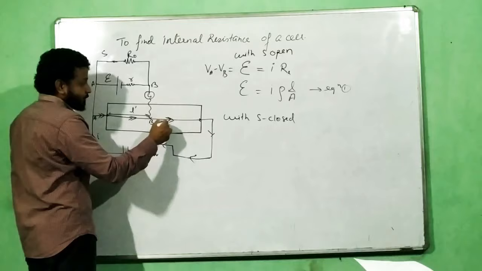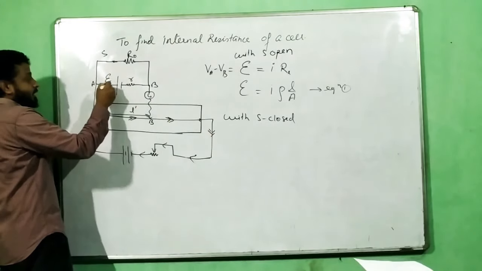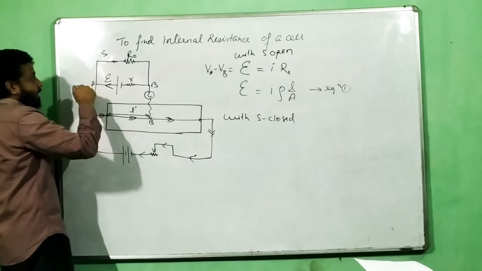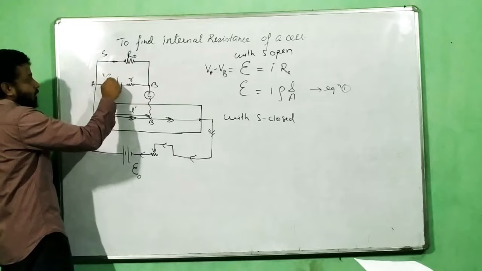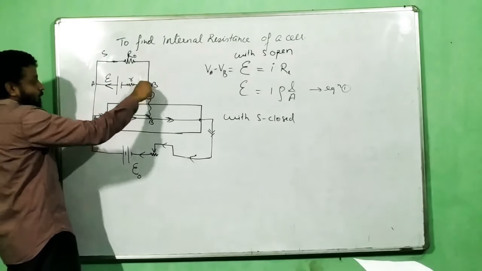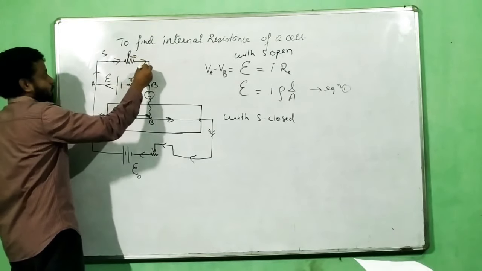So what was flowing earlier will continue to flow, but at the balanced condition now, this EMF will also create some current. If I consider this is the primary source EMF, this is the EMF whose internal resistance I want to find. So in the balanced condition, this will also create a current which will flow in this loop.